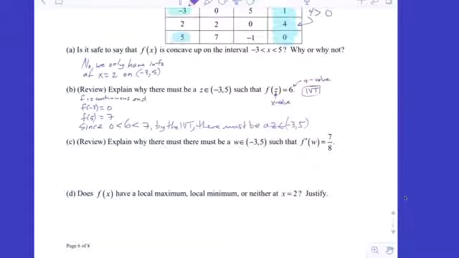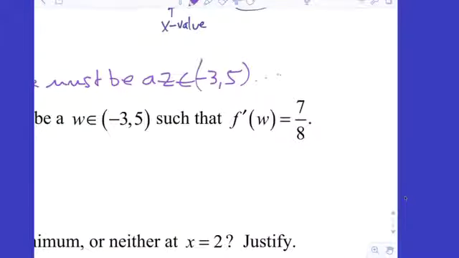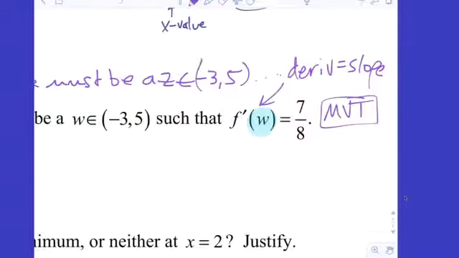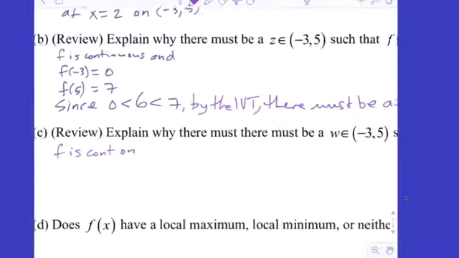So that's the IVT. Part C, explain why there must be a w between -3 and 5 such that f prime of w is 7.8. W is another x value, but now we're trying to prove that the derivative, which remember is the slope, that's going to be an MVT. The MVT is the slope VT, M for slope. So we need to give the conditions. And you don't have to say since, you can just say f is continuous on the closed interval from -3 to 5.